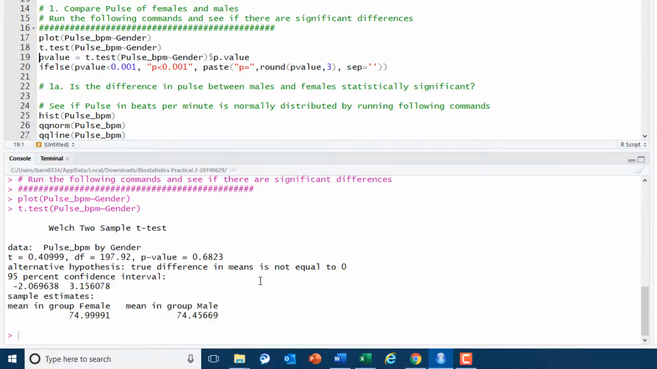So we get a t-test here. It tells us that it's the 2 sample t-test. So that means it's not paired. We've got females and males. They're not the same people with 2 measurements twice or anything that would make it a paired test.